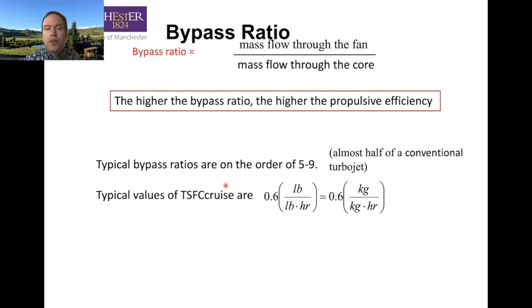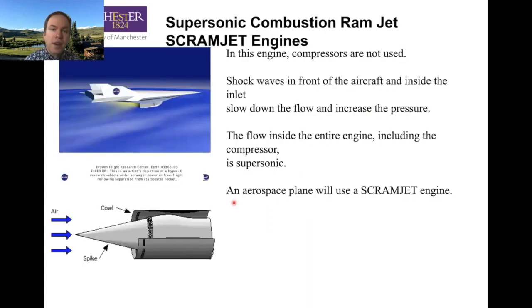And for cruise, for a typical high bypass ratio turbofan, we're in that 0.6 pounds per pound or kilogram per kilogram per hour range. Okay. Now, I talked briefly about ramjets before. Ramjets have no moving parts. They use just the ram pressure in the air to compress. If we're going supersonic, they also use shock waves to compress. So you don't need a turbine, you don't need a compressor, but you still need a diffuser and an inlet and a nozzle and a combustor.